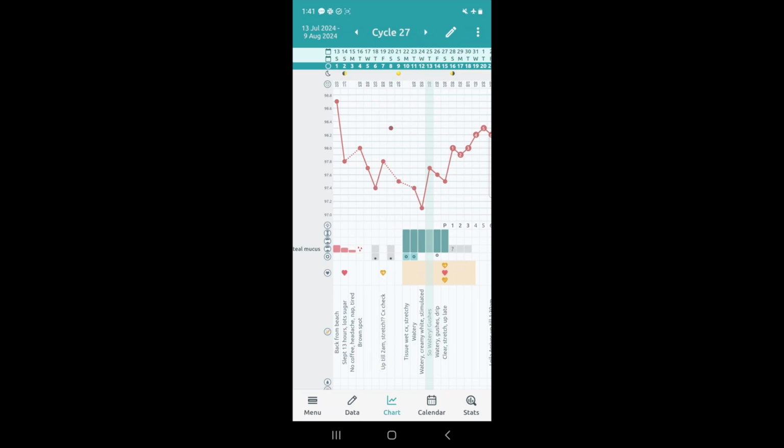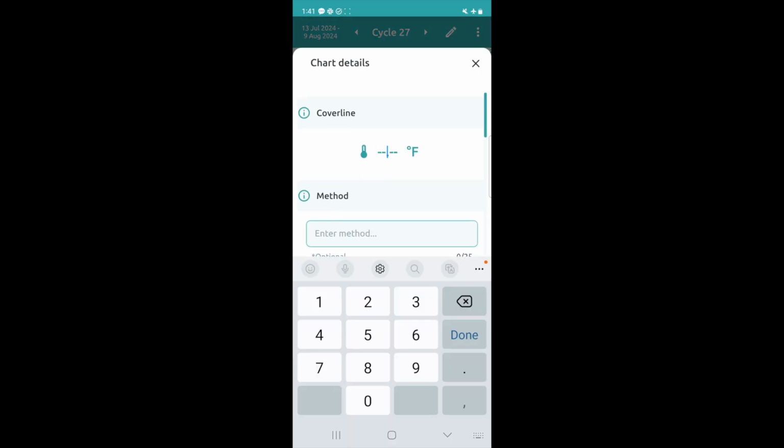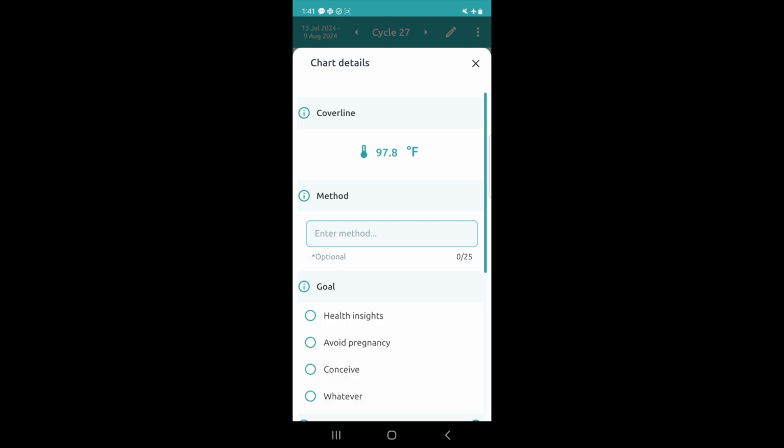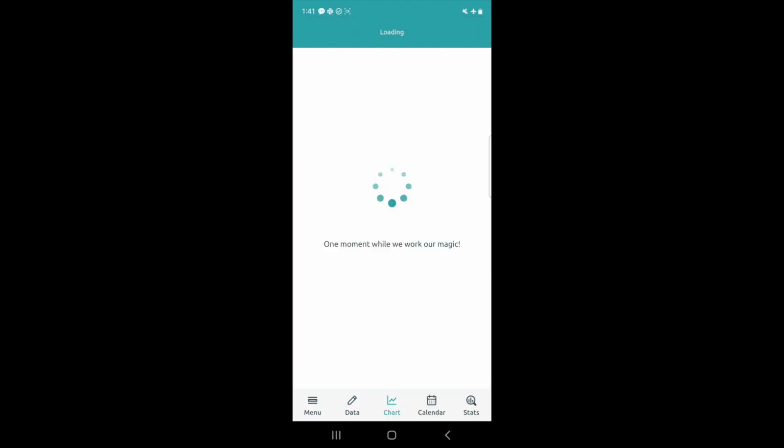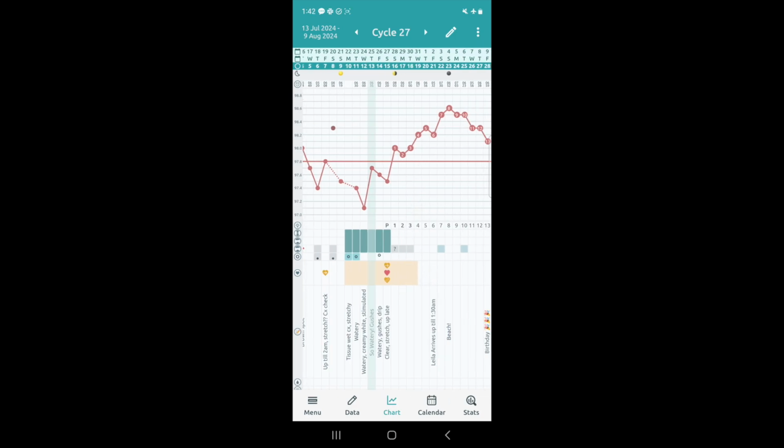And the way you do that in Read Your Body is you go up to the little pencil in the top right, and then this pulls up where you can input your cover line. So I think I said 97.8. And then after you put that in, close that out. And there you have your cover line drawn.